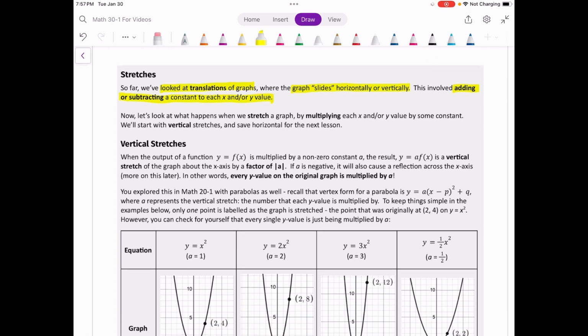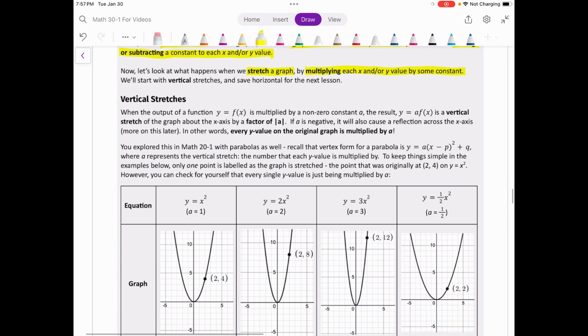So now let's look at what happens when we stretch a graph. Now, to stretch a graph, like the name suggests, we're actually going to change its shape, right? If you take a ball of Play-Doh and you stretch it, you've changed its shape, okay? In order to stretch a graph, we don't add or subtract something to each x or y value. We actually multiply every x or y value by some constant, okay?